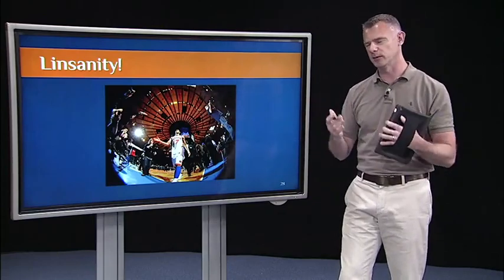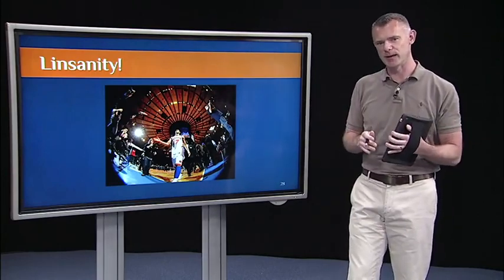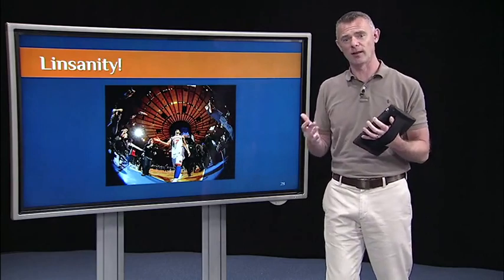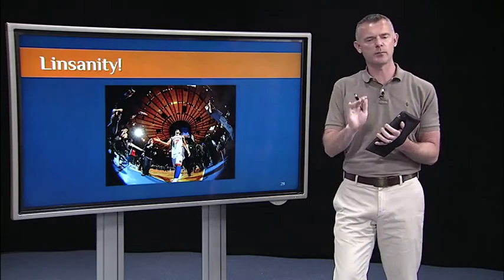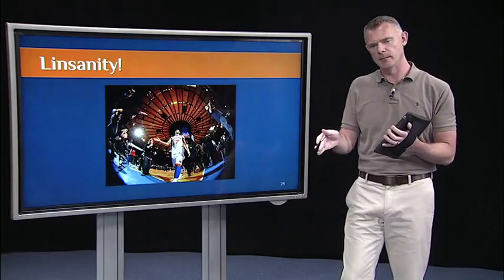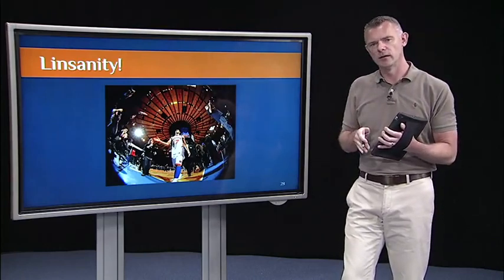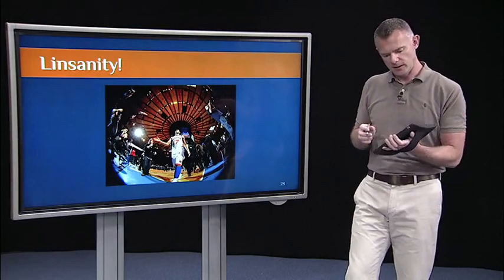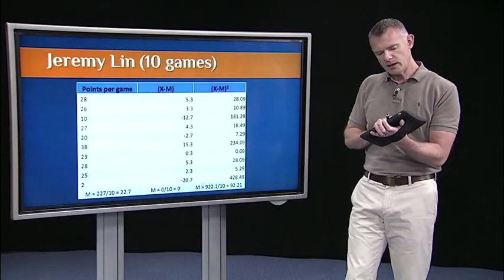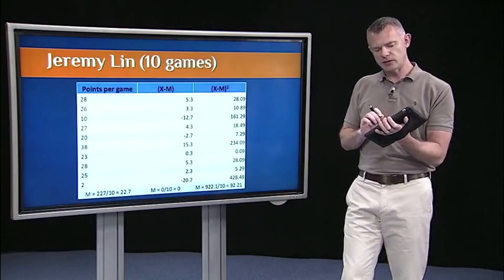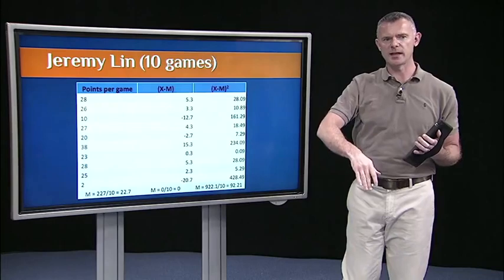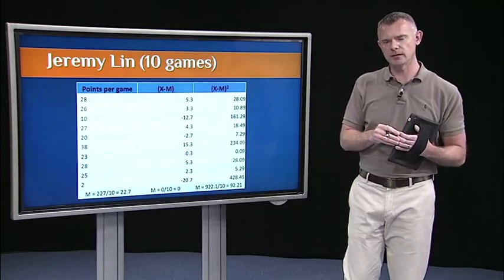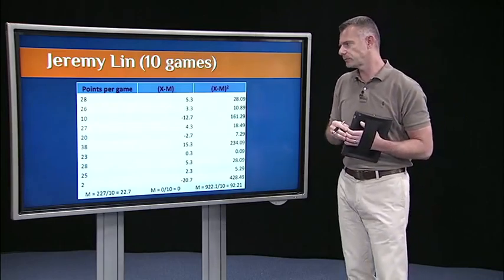So I got caught up in what the media called Linsanity. Jeremy Lin suddenly took the NBA by storm because he started scoring a lot of points. So what we're going to do is look at Jeremy Lin's points per game over that time. It was during the winter of 2012. So what I can do is look at Jeremy Lin's points per game across, let's just pick out a 10-game stretch of that season in 2012.